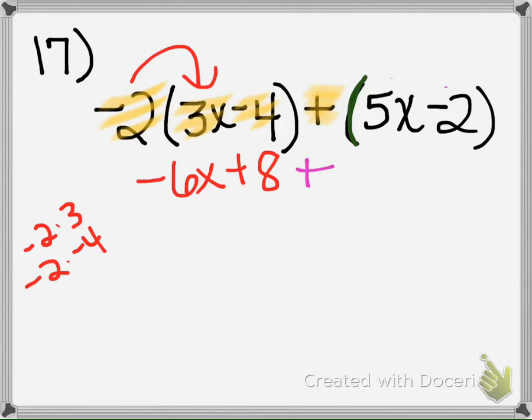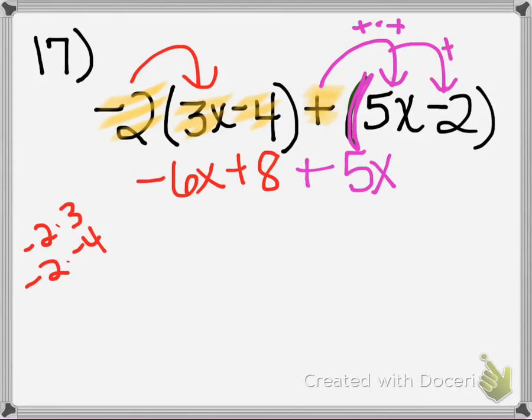And then the parentheses are not needed here, because when you distribute a positive times a positive here, you're just going to get a positive 5x. And when you distribute here a positive times a negative, it's just a negative 2. So when there's just a plus sign like that, there's nothing to distribute there.